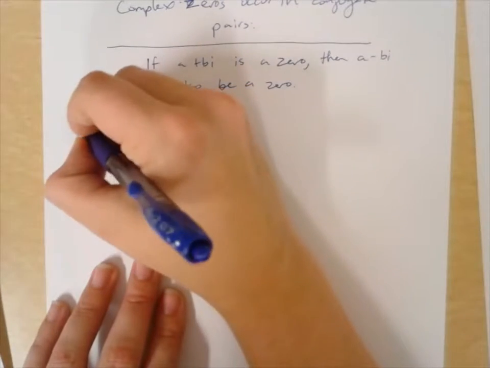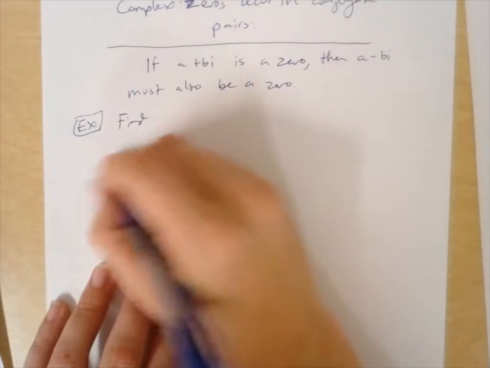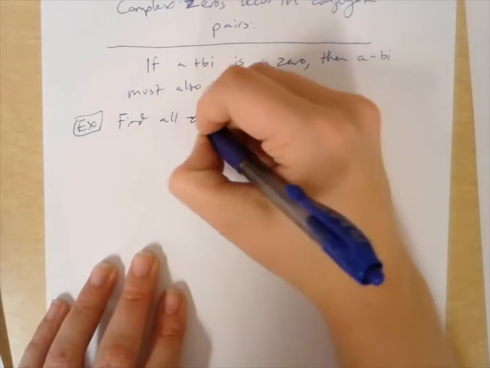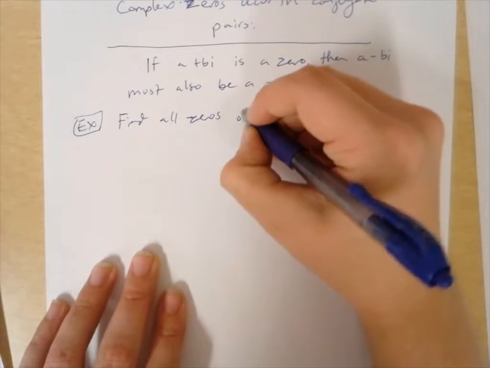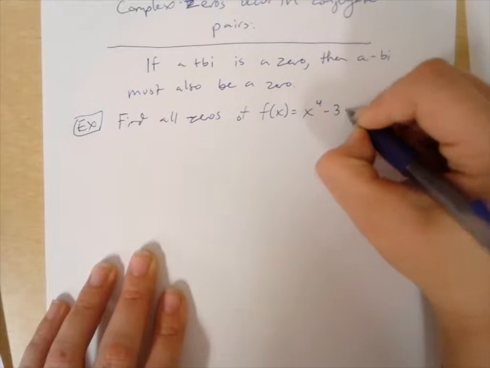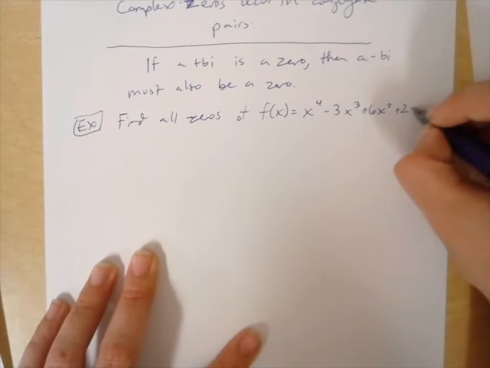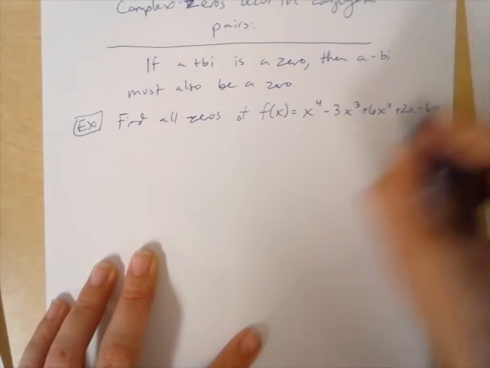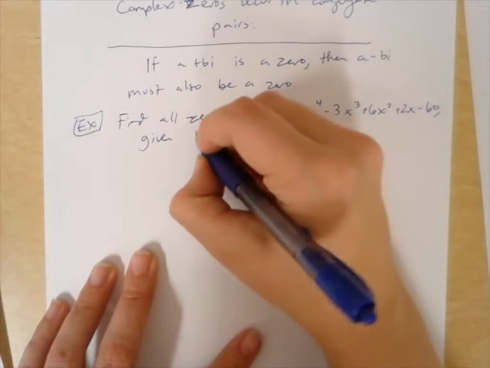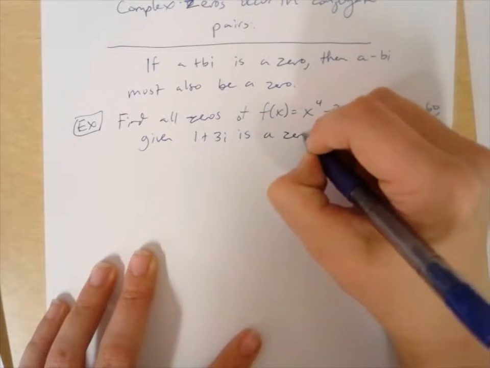And what we can also say from there is, when we're given: find all zeros of f of x equals x to the fourth minus 3x cubed plus 6x squared plus 2x minus 60, and we're given that 1 plus 3i is a zero of f.